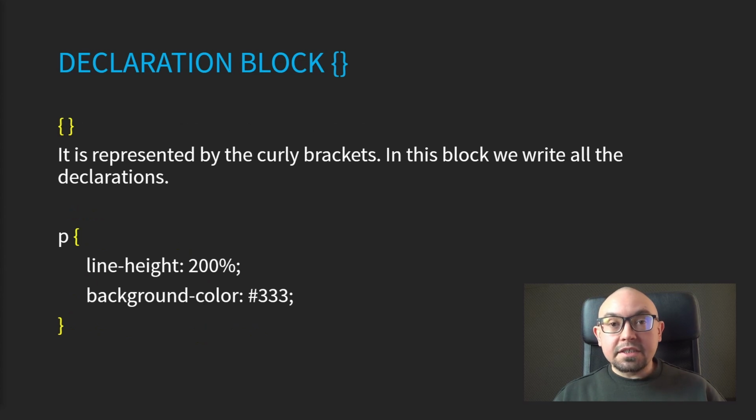The next thing is the declaration block. The first element of the CSS rule was a selector. The second is a declaration block. It is represented by curly brackets. In this block, we write all the declarations.